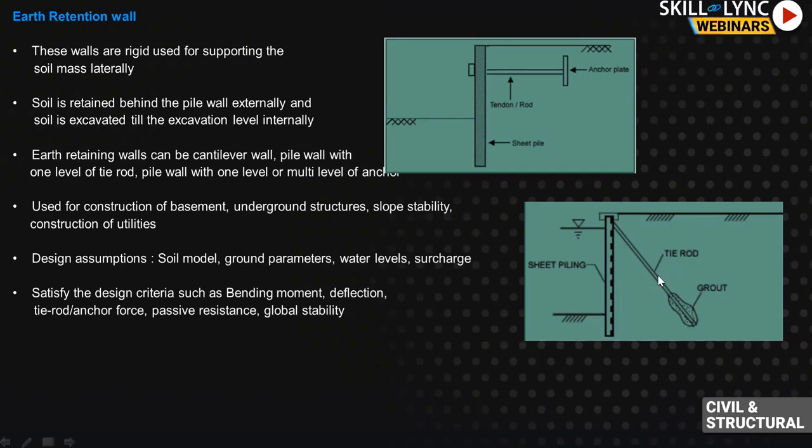When you have to install your anchors, you will have a grout. This grout itself will be a bonding element for your soil. So when you are pulling out your anchor rod, this sheet pile will be laterally restrained. That is, it will not deflect too much, and your bending moment also will be within the limit. As I said, the earth retaining wall can be a cantilever wall without any supports, or a pile wall with one level of tie rods, or a pile wall with one or two levels of anchor rods. This is not the tie rod, this is the tie rod, and this is the anchor rods.